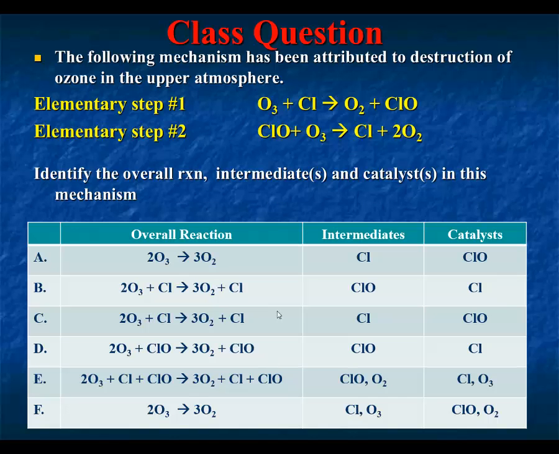Now what I'd like you to do as a class is go ahead and consider the following reaction mechanism, where we're looking at ozone again. Ozone reacting with chlorine gas to form diatomic oxygen and chlorine monoxide, and then chlorine monoxide reacting with ozone to form monoatomic chlorine and oxygen gas. Now with your class, I'd like you to pause the video and decide which one of these answers gives you the correct overall reaction with the correctly listed intermediates and catalysts.